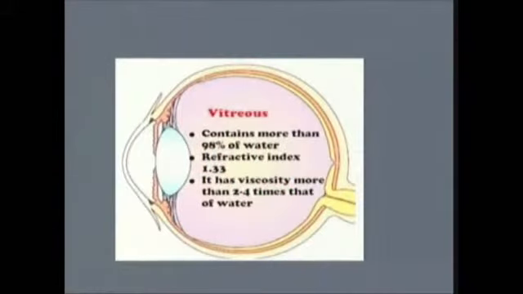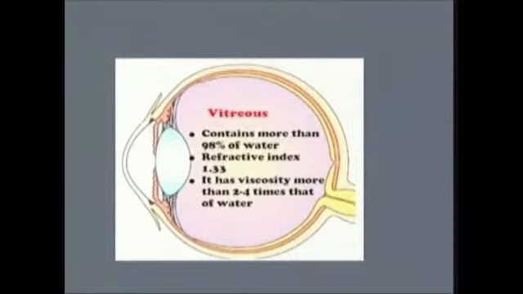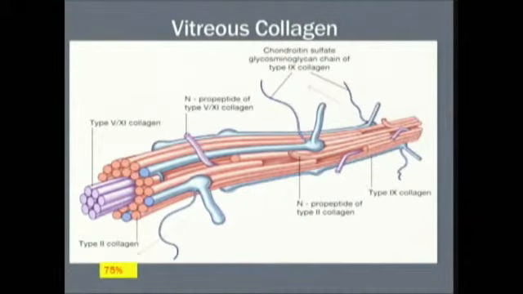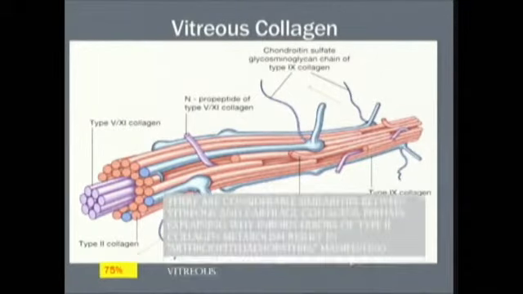So we will discuss today the vitreoretinal interface. It's an interesting area, and as you know, the vitreous contains more than 98% water, and its refractive index is 1.33. It has a viscosity 2 to 4 times that of water. Vitreous has many collagens, but the most important is type 2 collagen, which is about 75% of the vitreous collagens. And there are similarities between the vitreous collagen and the cartilage.